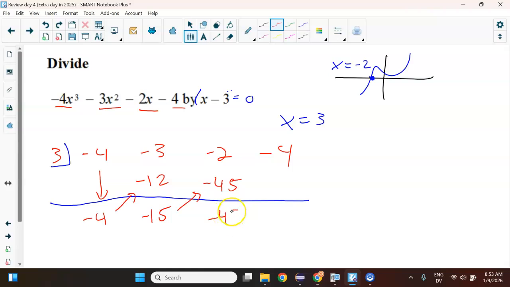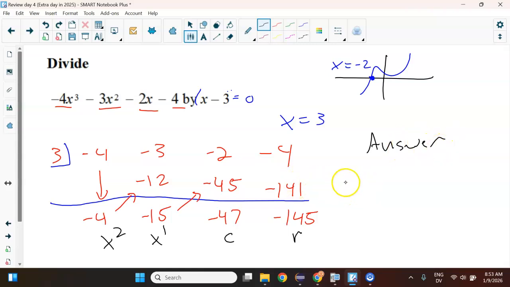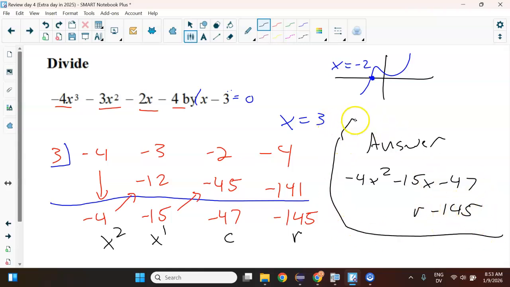Add these together. Multiply with the window. 3 times negative 47. I think it's negative 141. And then add these together one more time, and you get negative 145. And when you're done, this thing on the end is always the remainder. So if we write all that out, our answer to this is going to be negative 4x squared minus 15x minus 47 with a remainder of negative 145. And the final will be multiple choice, but that'll look something like that for your answer.